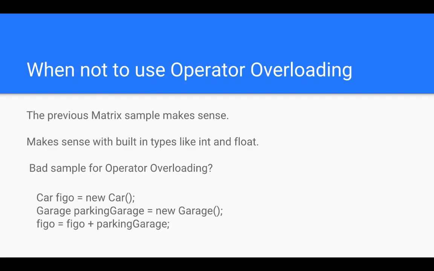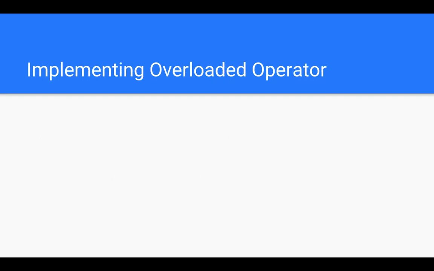Maybe if we put some comments along with the code line, the coder will be able to understand, but not after like 6 months or 1 year. Maybe somebody else will come and they won't be able to understand the code. So that was a bad example of the overloading of operator.